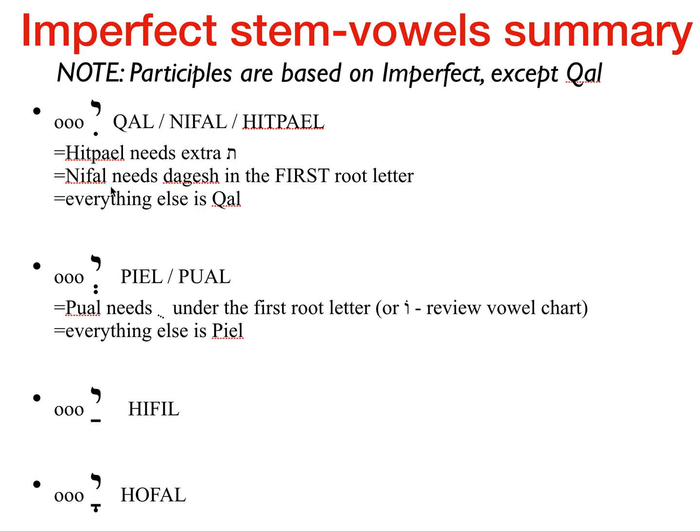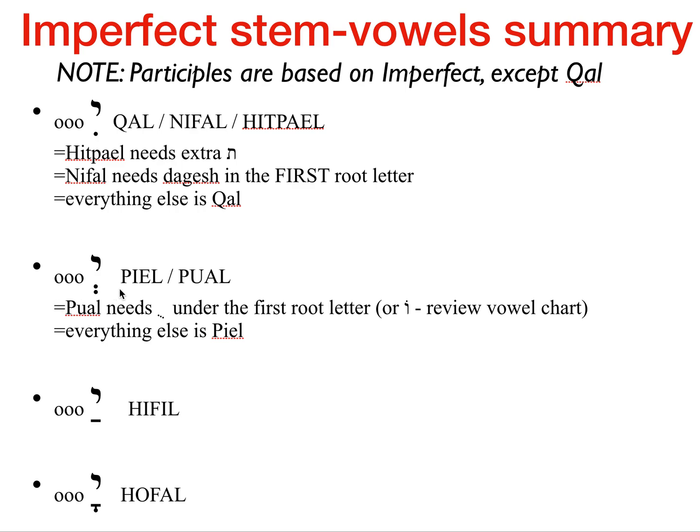Nifal needs the Dagesh in the first root letter. So the first root letter over here would have a Dagesh, and finally everything else is going to be Kal. If you see a Shva, you have two options, either Piel or Pual.